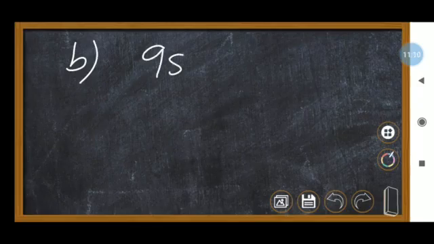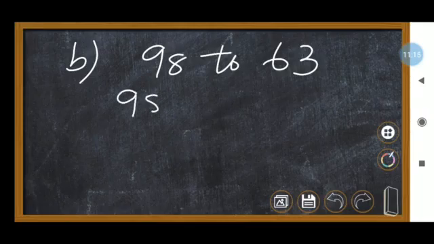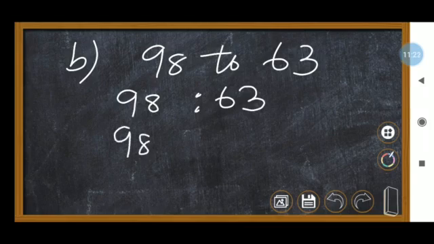Okay students, next problem. So problem B, I will do that. 98 to 63. First we have to write 98 is to 63, so 98 divided by 63. For all the problems, there is no need to use the division method. Instead of that, we have to divide it directly. So how can we divide it directly?